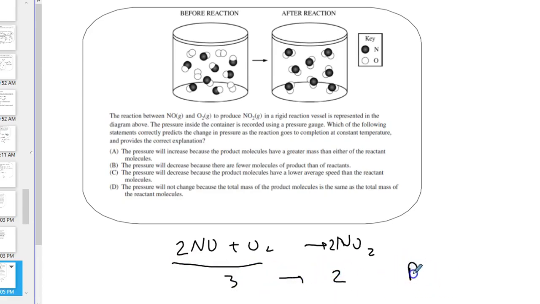So my pressure should go down. Pressure will increase, pressure decrease. Okay. Now pressure will decrease because there are fewer particles of the product than reactants. I think that looks pretty good. That's kind of what we did. Pressure will decrease because the product molecules have a lower average... Nope, not that. Same temperature. So B is the correct answer.